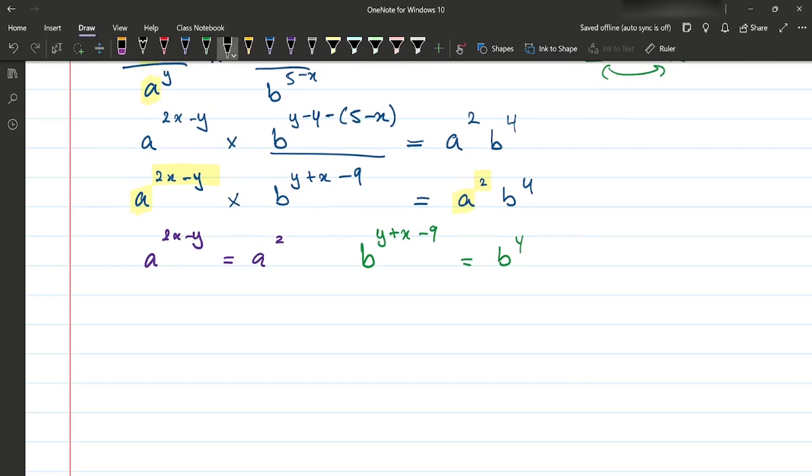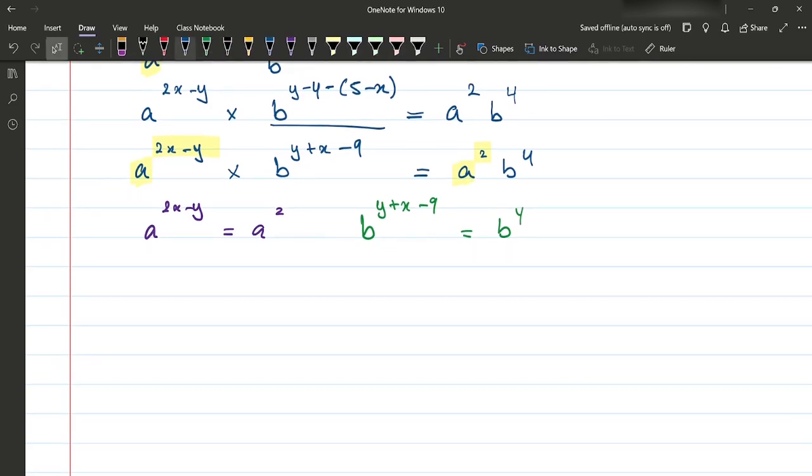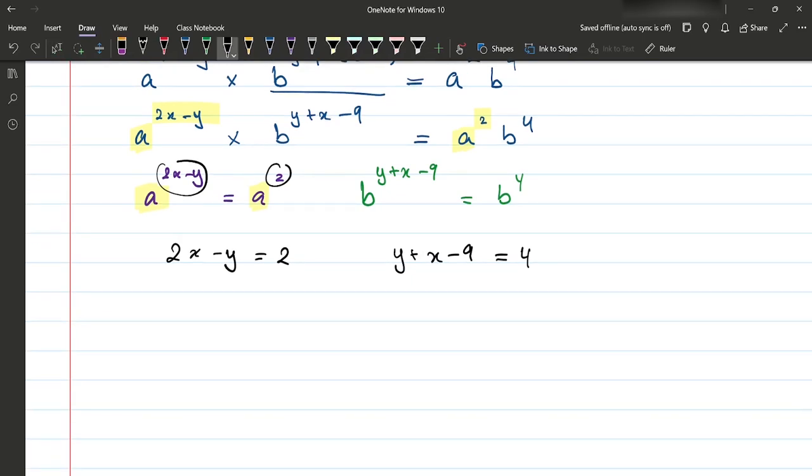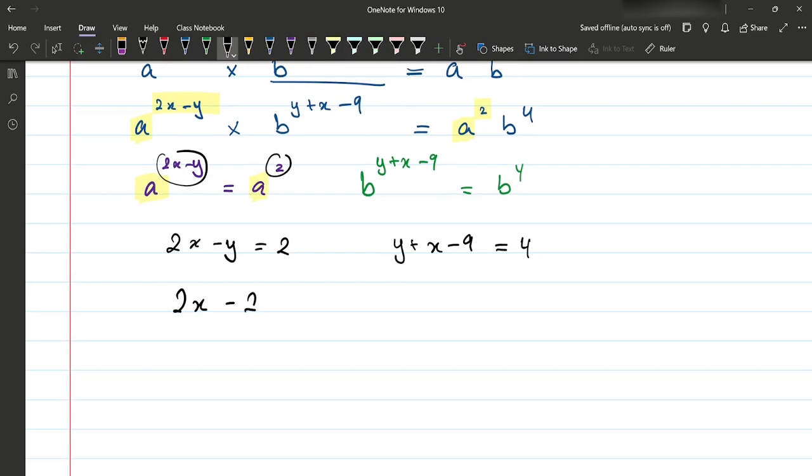Okay, so here what we can say is, since the bases are the same and they're equal, that means the powers must be the same as well. So we can say 2x minus y is equal to 2, and y plus x minus 9 equals 4. All right. Next, this is just a simultaneous equation. So 2x minus 2 equals y, and then x plus y is equal to 13. Let's just put x plus 2x minus 2. This is y. This is x, still equal to 13.